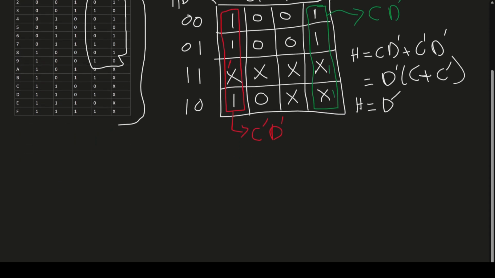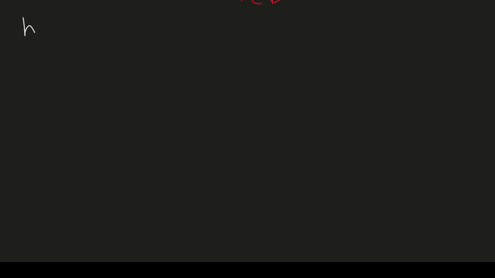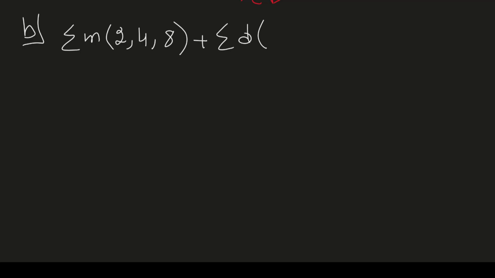So let's take a couple more examples to practice more with don't care terms in K-map. Let's take this one, and call it example B. We have the sum of the min terms 2, 4, 8 plus the sum of don't care terms 0, 3, and 7. Since we have a number larger than 7, we see number 8 here, so we need a 4 by 4 K-map.